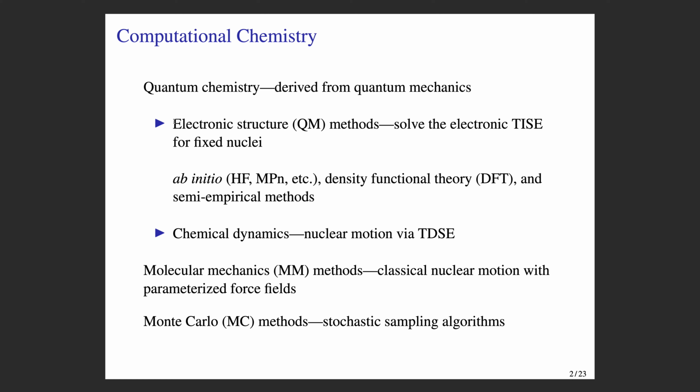So that's electronic structure calculations. These are what I consider to be the three major types of electronic structure methods. There are more, of course, but those are the three big ones.